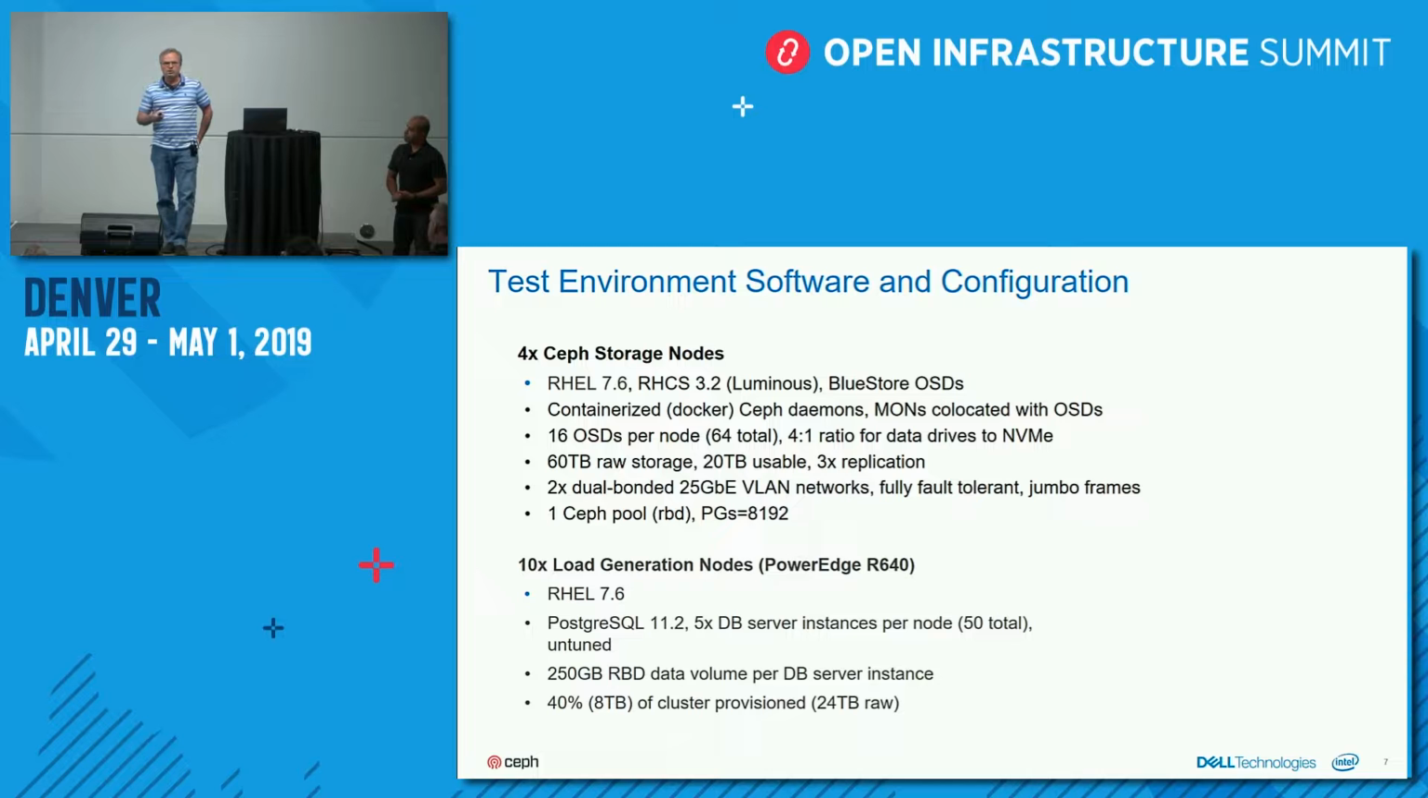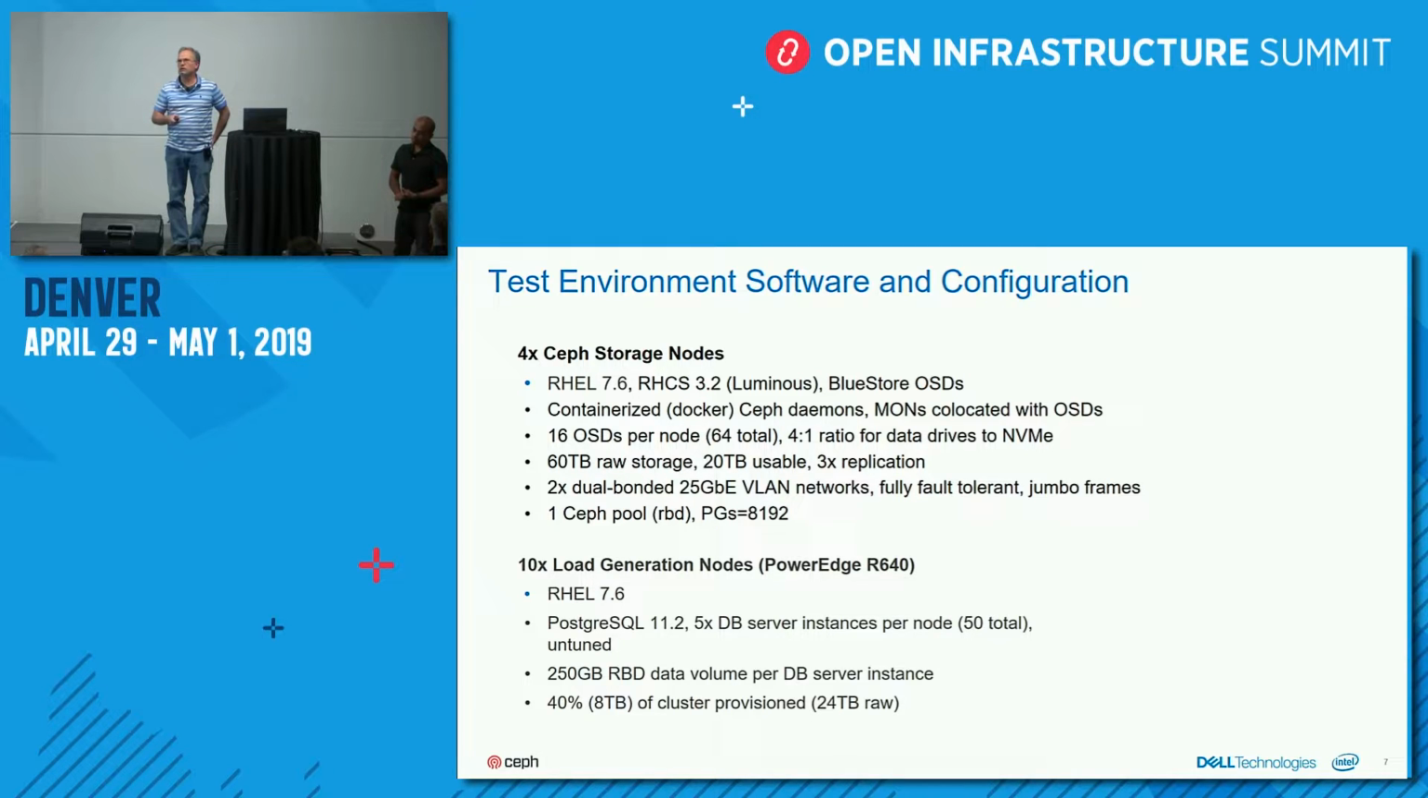For this setup, we have one Ceph pool for RBD with 8192 PGs. Our load generation environment is 10 nodes of R640 running RHEL with Postgres 11.2. We set up 5 database server instances per node, giving us a total of 50. And that's essentially an untuned environment.